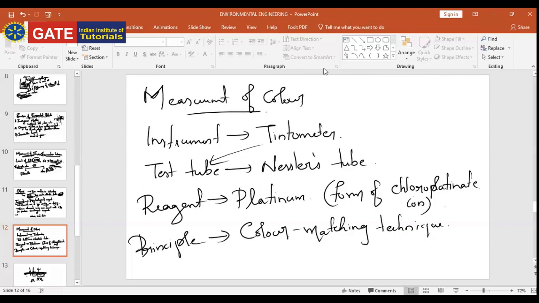Got it? Did someone say anything? Aditya, did you say anything? Okay, I got some. Fine. So it is clear for you, right? Any doubts? Okay. So that is about measurement of color. Have I missed anything? Let me see.